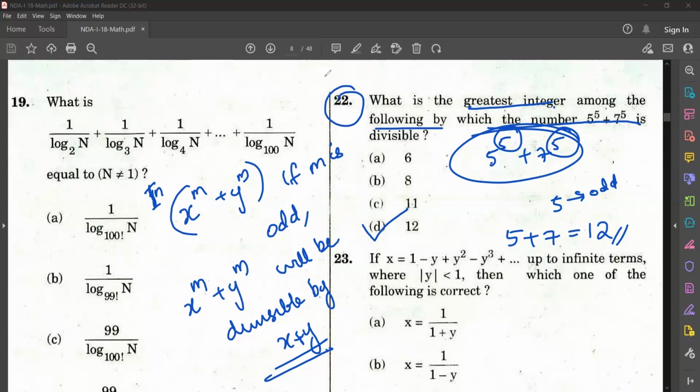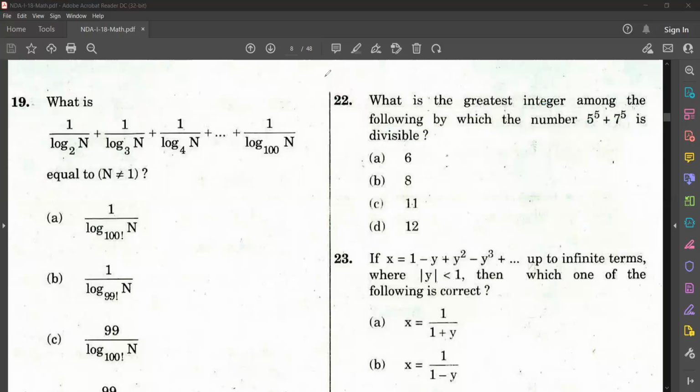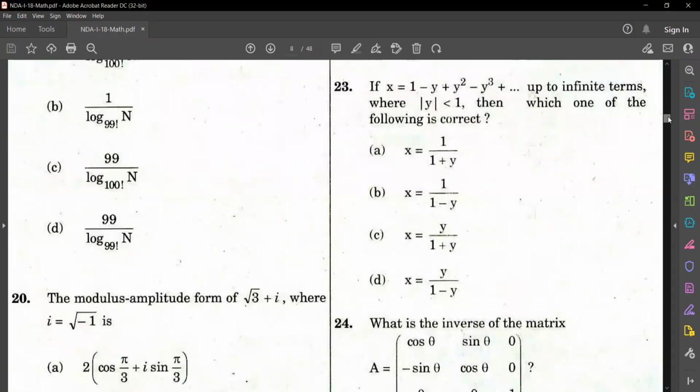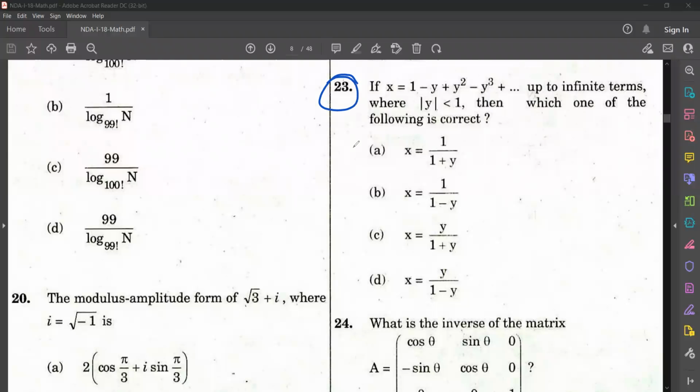Okay. So moving to the question number 23 now. Question number 23. If x is equal to 1 minus y plus y square minus y cube plus etc. up to infinite terms, where modulus of y less than 1, then which one of the following is correct? Okay, so what they have given, x is equal to 1 minus y plus y square minus y cube plus etc. Then which is correct?